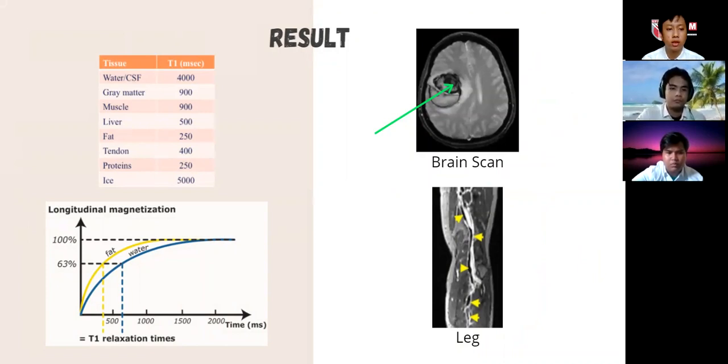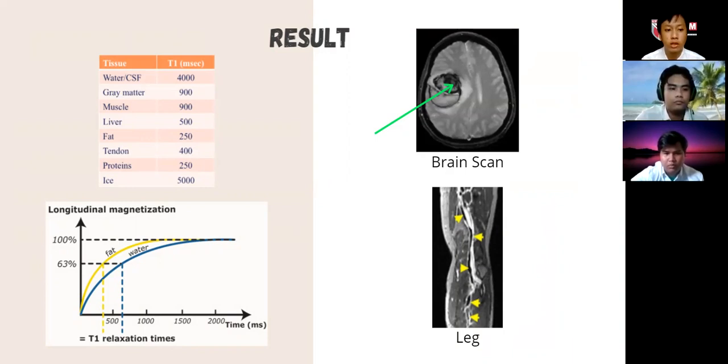On the left side, at the top, there is a table. The table describes how long it takes for each tissue to reach its T1 relaxation time. At the top, we have water with 4,000 milliseconds, gray matter at 900, muscle at 900, liver at 500, and so on. At the bottom of the table, we have the graph. The y-axis is the longitudinal magnetization, in percentage, and the x-axis is the time taken to achieve the relaxation times.